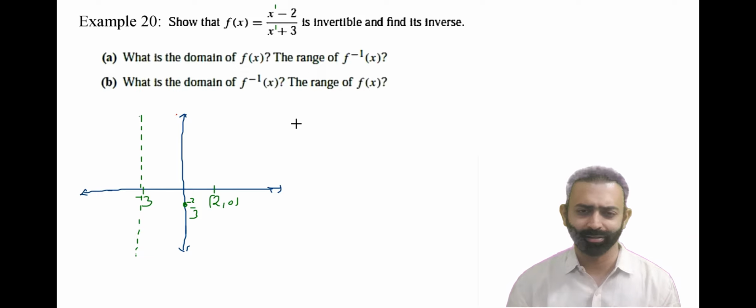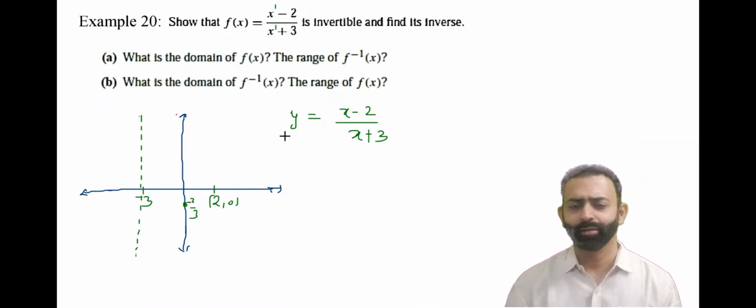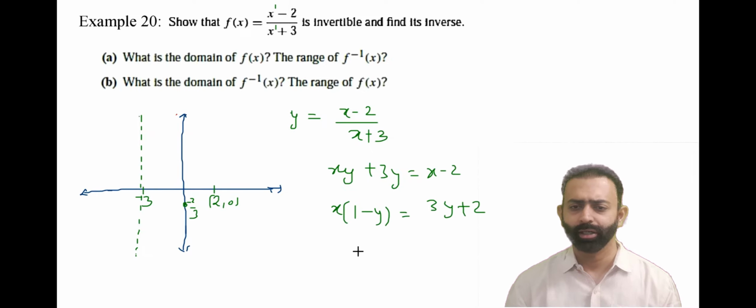So let us do this. Write down y is equal to x minus 2 over x plus 3, by interchanging x and y. So xy plus 3y is equal to x minus 2. Making x the subject, it gives me x(1 minus y) is equal to 3y plus 2. So x is equal to 3y plus 2 over 1 minus y.